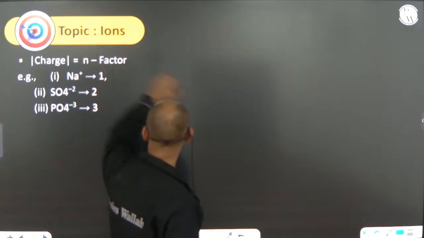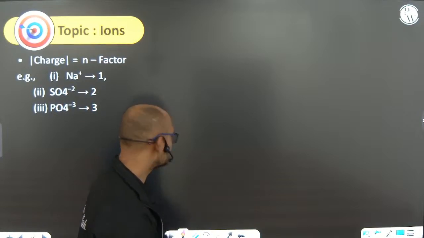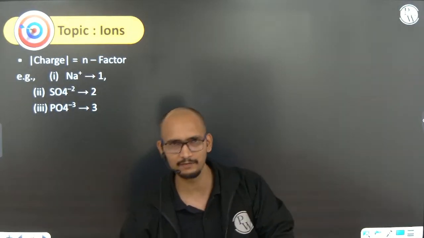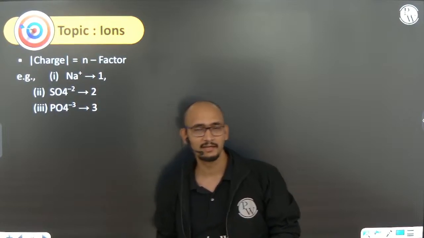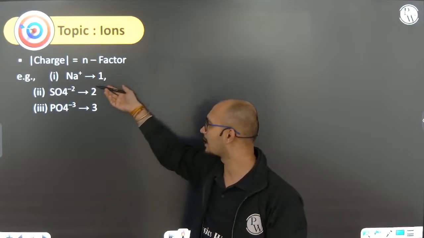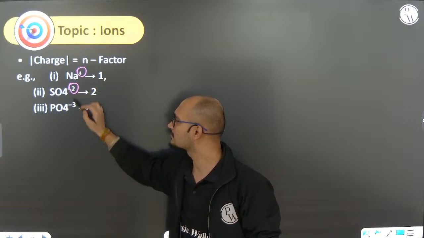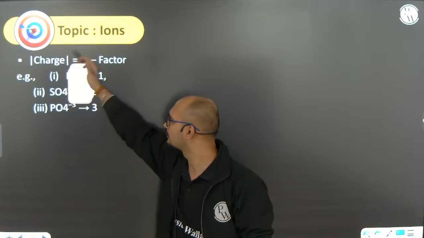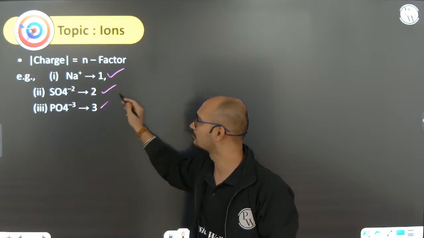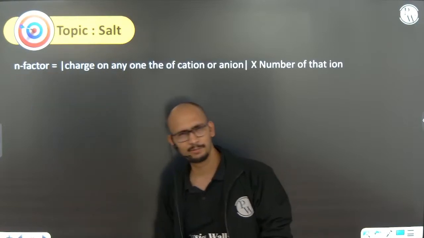Next, I hope it is very easy to write. Understand? Now we are going to talk about the n factor of the ions. The n factor is nothing but the equivalency factor, or you can say valency factor. For any ion, either cation or anion, whatever the charge is, that will be the n factor. Like sodium ion 1, sulfate 2, phosphate 3. I hope it is very easy to understand.